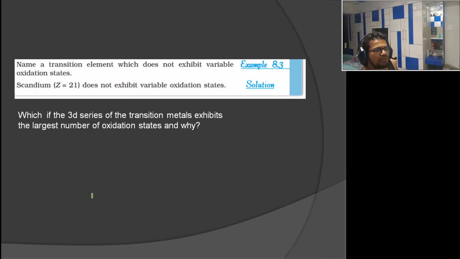Now, people, the question: a transition element which does not exhibit variable oxidation state, that's nothing but scandium, it doesn't show. And which of the 3d series elements exhibits the largest number of oxidation states? People, 3d series, that's scandium to zinc, the maximum is Mn, that's +2 to +7. Alright, till here this much now.